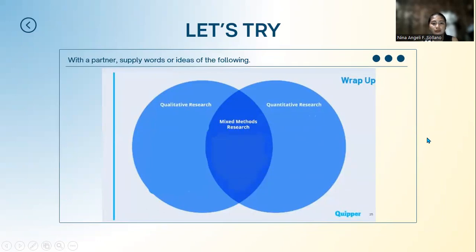So this is the preliminary activity. You can submit this one after the discussion. On a short bond paper, this is a partner activity, you are going to have a Venn diagram, to supply words or ideas based on your own ideas. The following: qualitative research, quantitative research, and the mixed methods research. So differentiate the three in a Venn diagram and submit it on the next meeting.